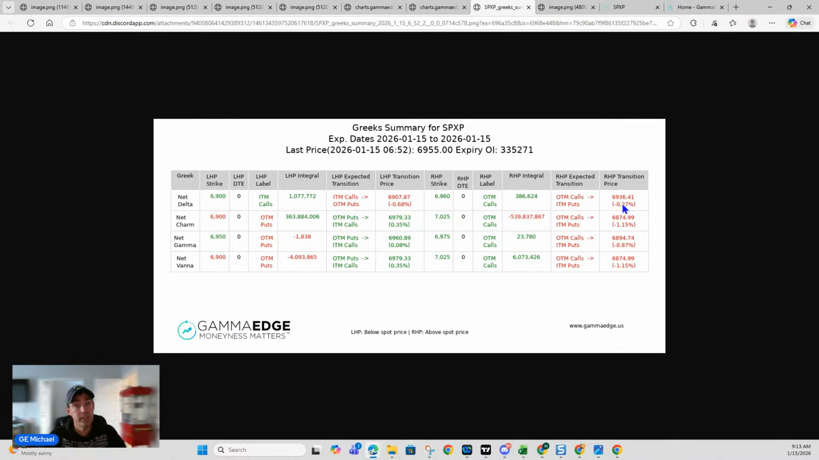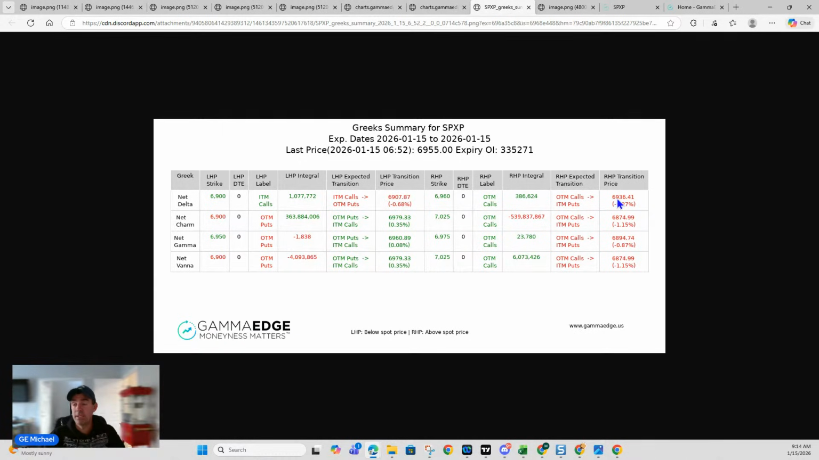So right now we're at 69.60. That's the key area to watch. That would put a little bit more negative delta into the overall complex and probably push us down. 69.07, in the money calls transition to out of the money puts. Again, that would be an area where we transition from bullish. As you see, we go from in the money calls and out of the money calls to more bearish at 69.07.